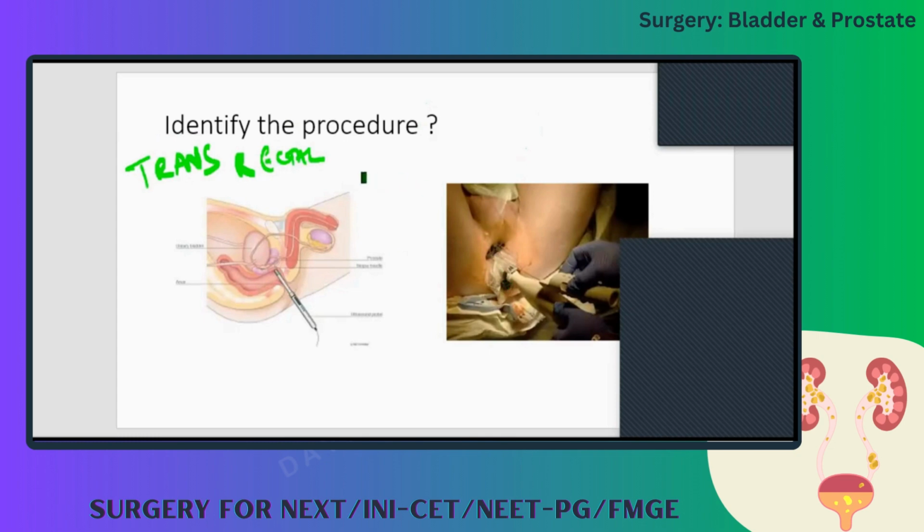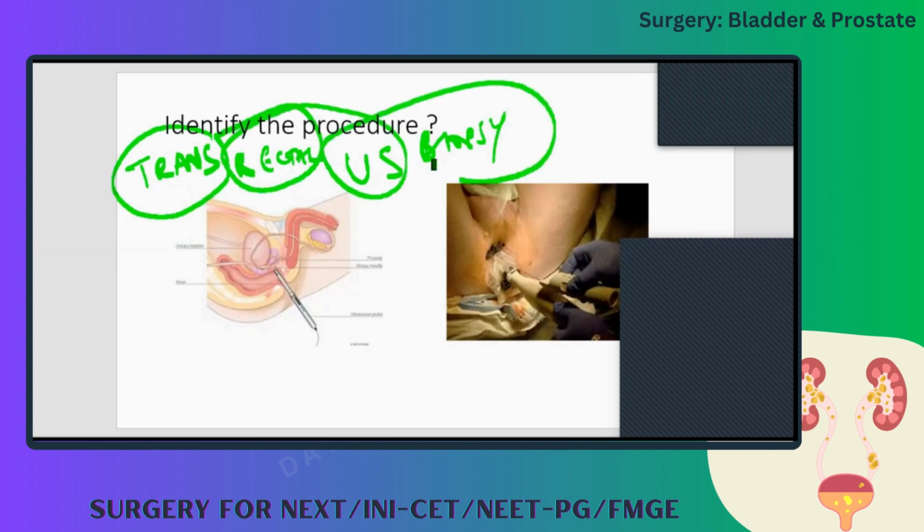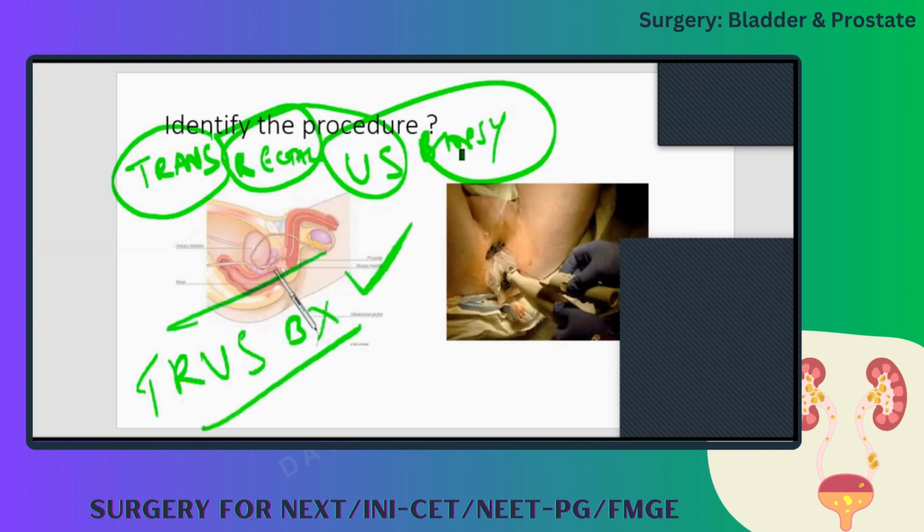The surgeon is putting an ultrasound also. Ultrasound to guide where to take the biopsy. We'll put an ultrasound in the rectum so that we know where exactly the malignancy is, and we'll take a biopsy. So remember, don't forget. See this image. So rectal ultrasound biopsy. TRUS biopsy we call it. Transrectal ultrasound biopsy. Clear? So this is the investigation of choice.